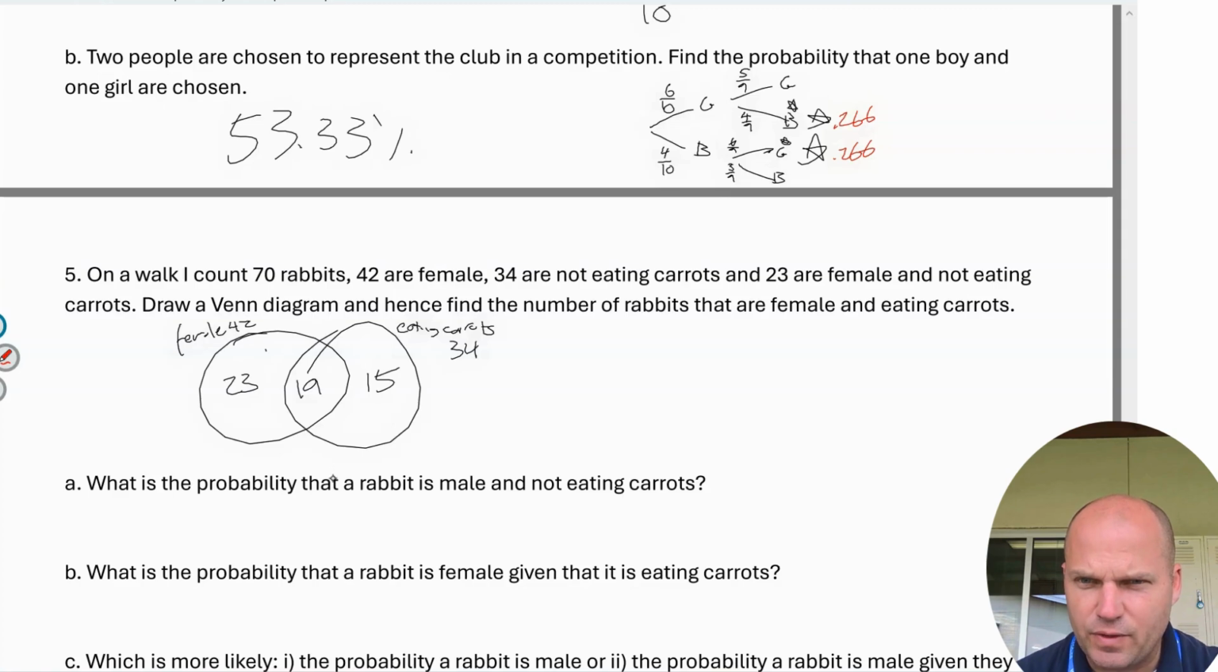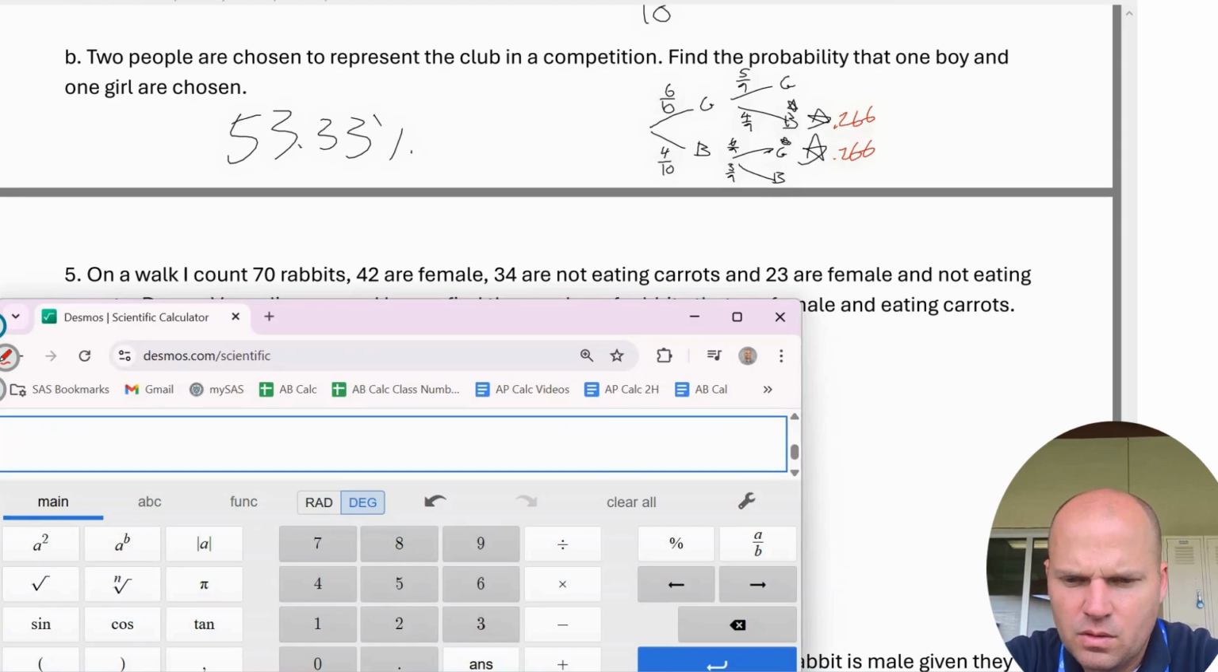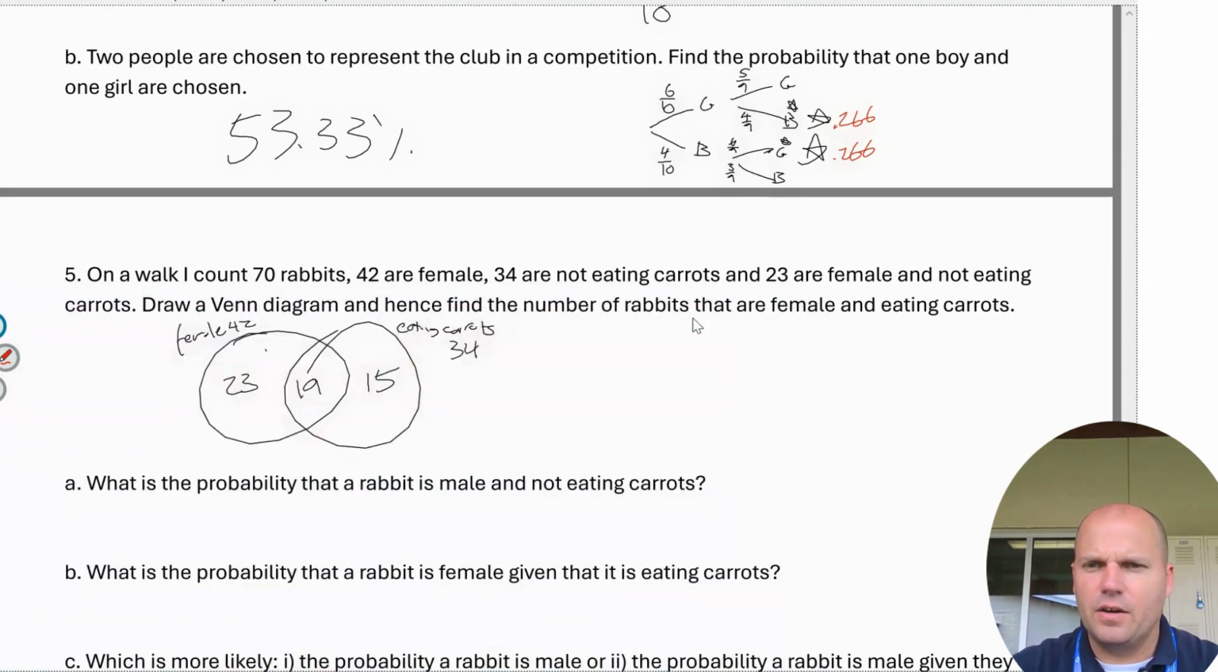Very cool. This makes sense. There's a total of 70. So the neithers: 23 plus 19 plus 15 is 57. So there's 13 that are neither female nor eating carrots.